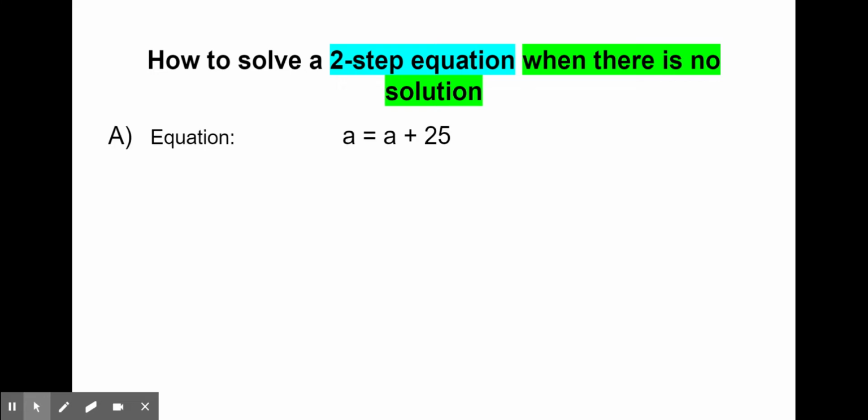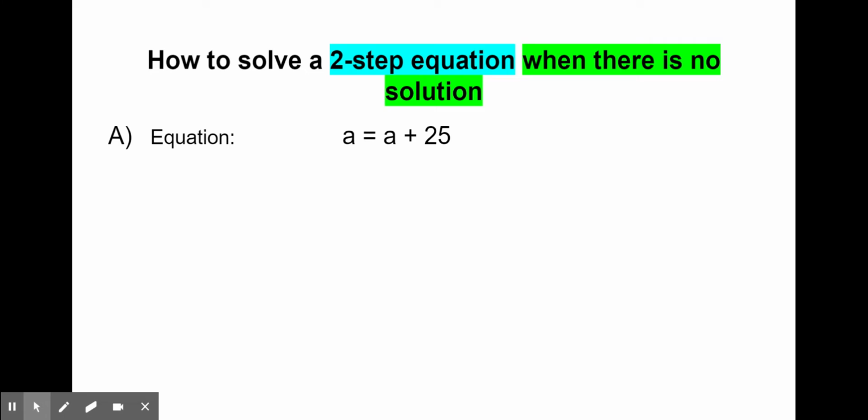We have our equation a equals a plus 25. Now notice, on the left side, we have just our variable term a, but on the right side, we have that variable term a again, but this time we're adding 25. So keep in mind that on the left side, we have a by itself, but on the right side, something else is happening to that a. So how is that going to affect our answer?